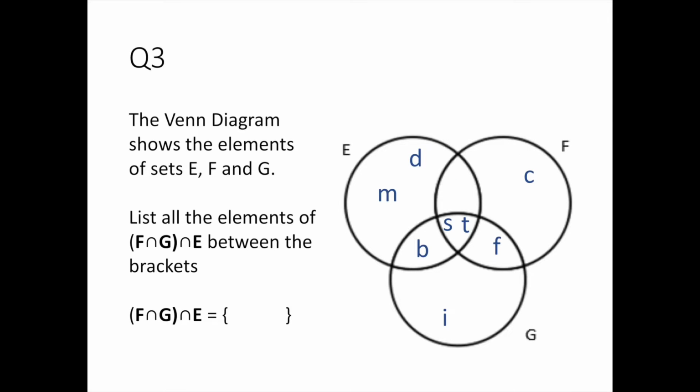Question 3. The Venn diagram shows the elements of sets E, F, and G. List all the elements of F intersection G intersection E between the brackets. You have 1 minute to answer this question.